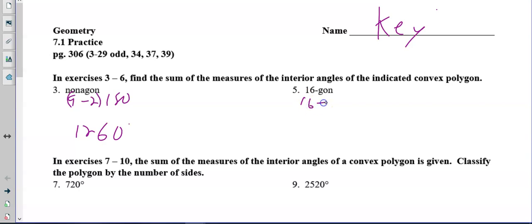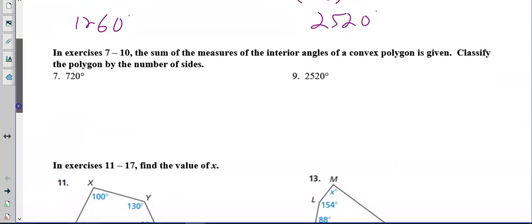A 16-gon just means a 16-sided figure. So you're going to subtract 2, multiply by 180, and that gives you 2,520 degrees on the inside of that shape.